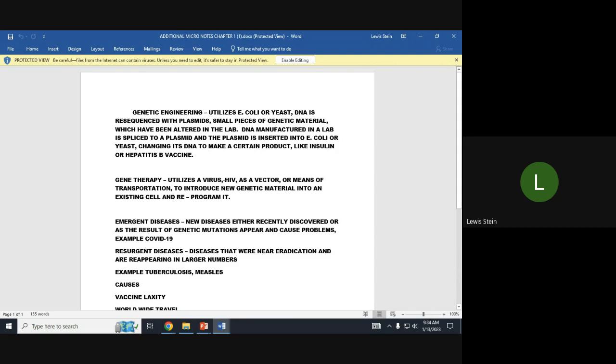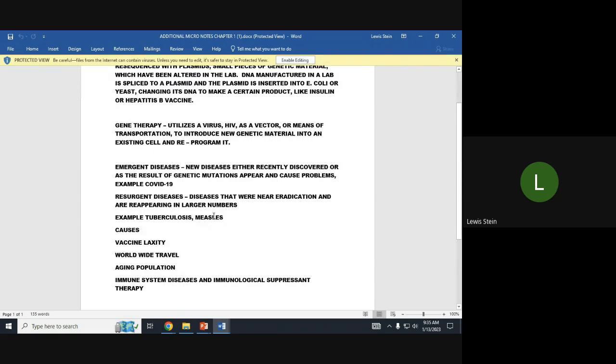And gene therapy, as I commented before, we utilize the HIV virus because it contains an enzyme, and we can restructure the information of the virus and effectively use that to insert it in certain kinds of cells, particularly white blood cells, and resequence them. Okay?